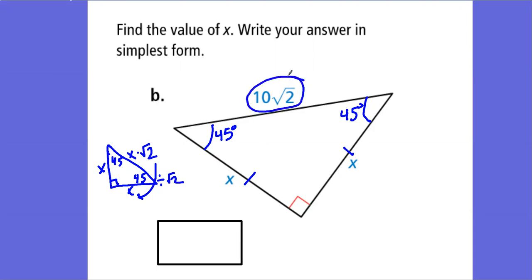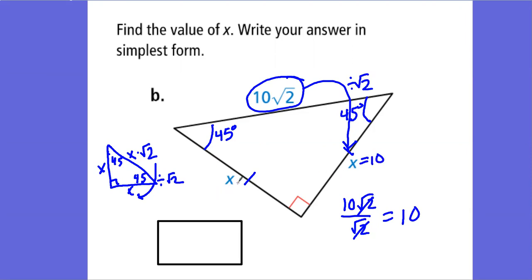So if this side is 10 root 2, and I want to know what is this side over here, I'm just going to divide by the square root of 2 and I'll have my answer. So if I take 10 root 2 and divide that by root 2, notice that this works out very nicely with the root 2's canceling out, and my x has to be 10.